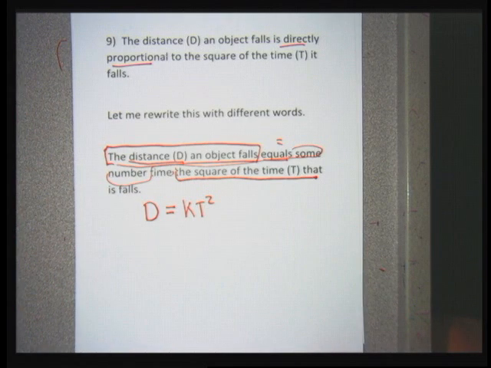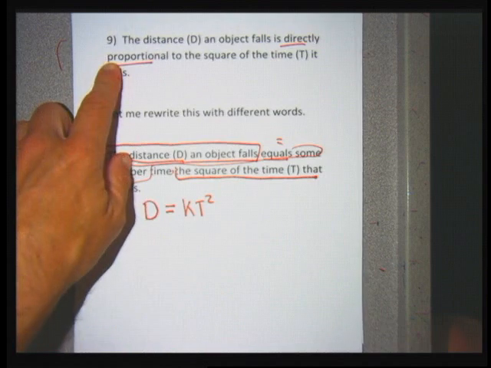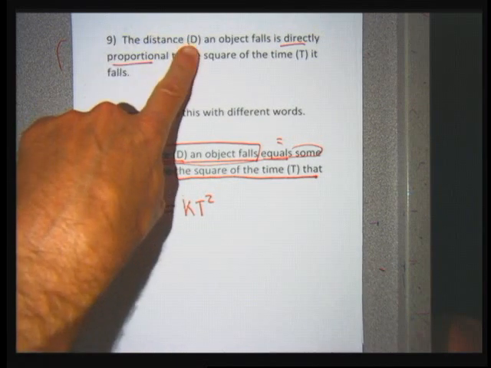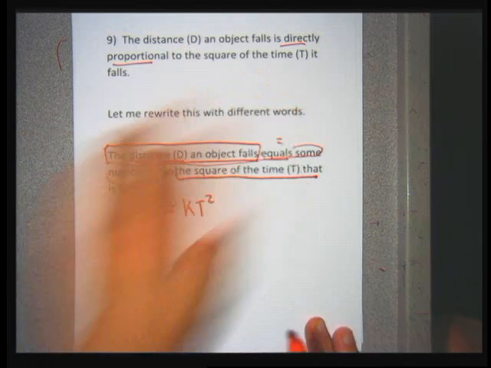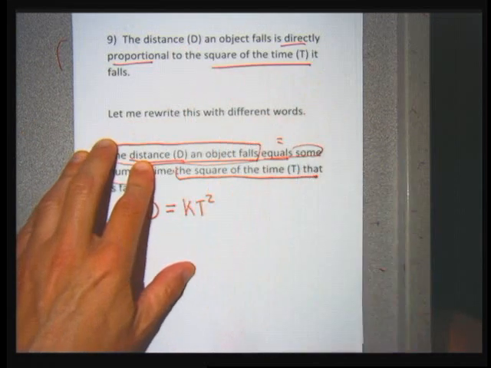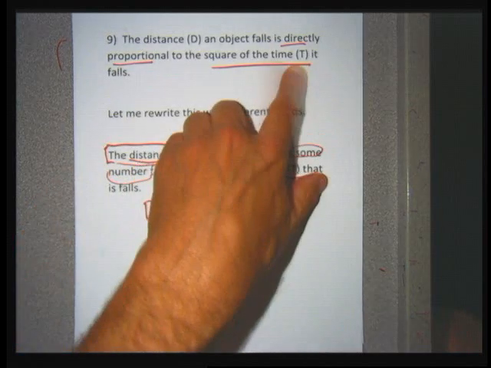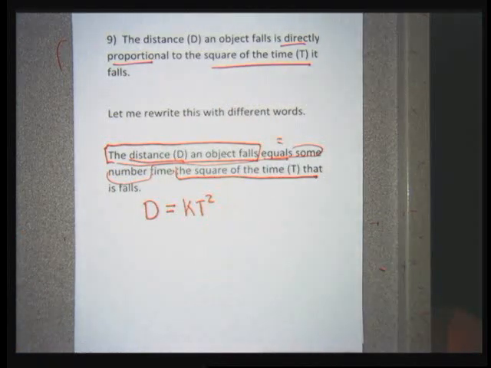It was directly proportional, so I know I needed multiplication. The first letter that I see in the problem goes to the left of the equal sign. After the k, I needed something that represented the square of the time. Squaring, and time was t, and squaring it gives me an exponent of 2.